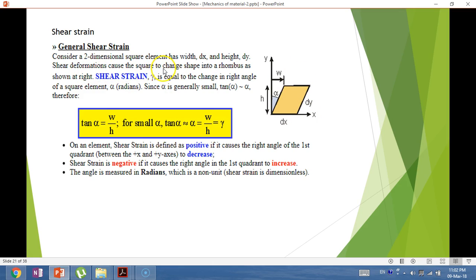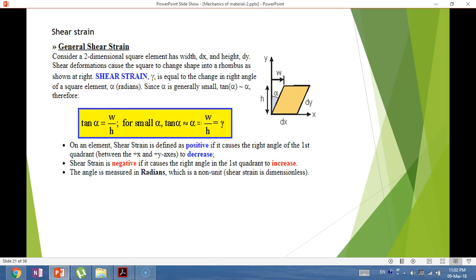Shear deformation is caused by the application of shear force on the top. The upper portion slides and deviates by W, and if we consider that the lower portion is fixed, prevented from motion, the shape becomes a rhombus, as shown at the right. Shear strain, which is called gamma, is equal to the change in the right angle of the square element, alpha, and since alpha is a small angle, tan alpha is W divided by H, so alpha is approximately equal to W over H, which at the end is equal to gamma.